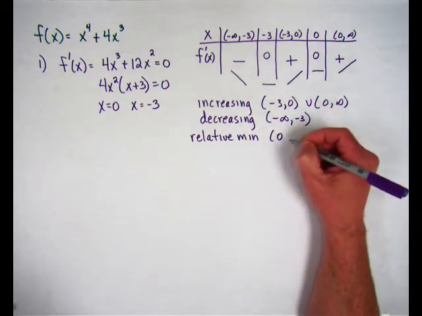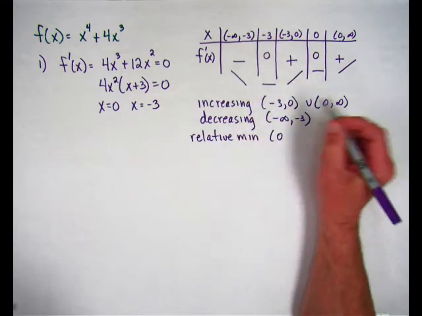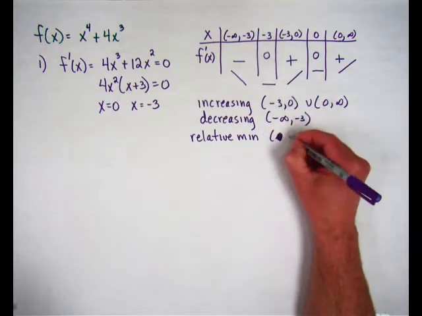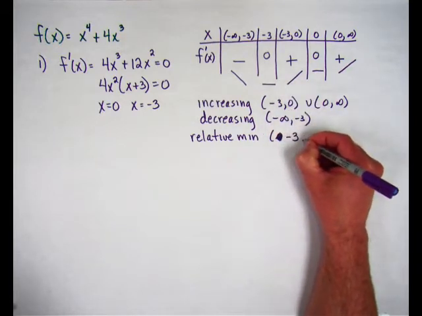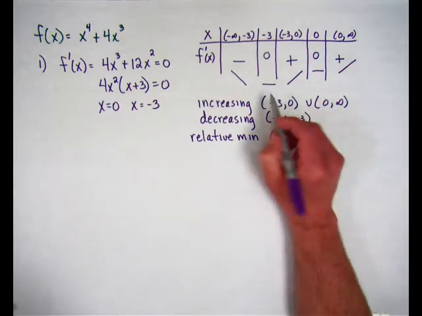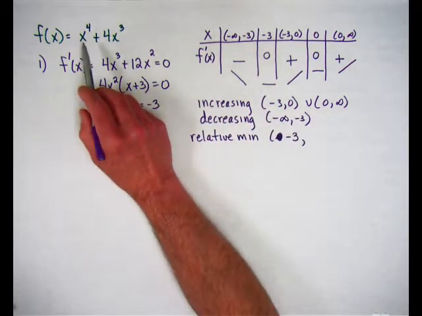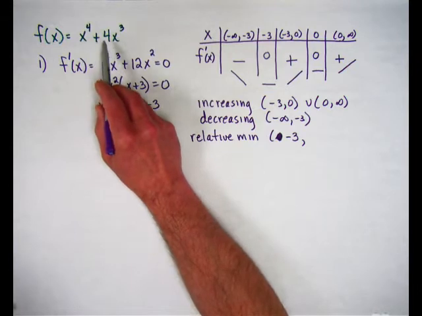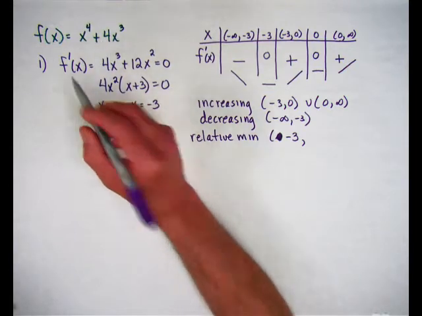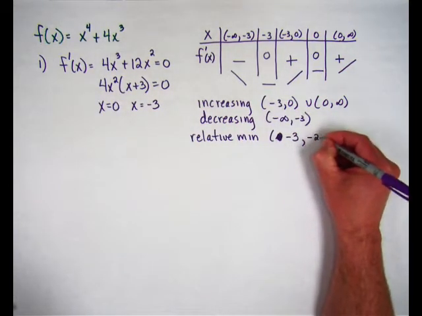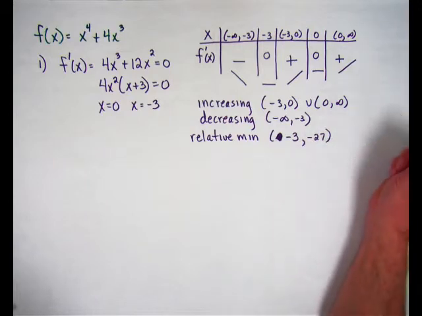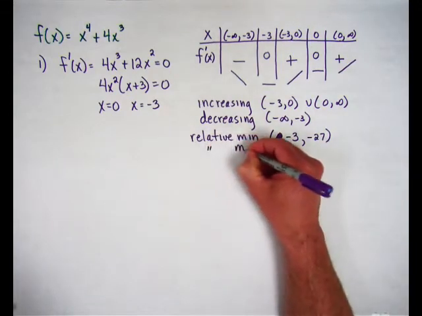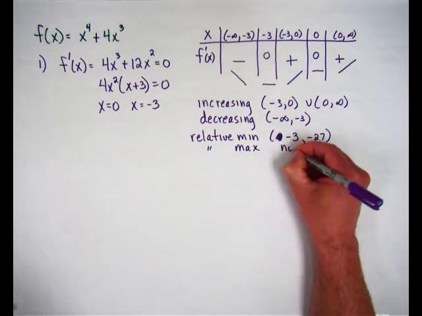Now you need the y value, so you plug, and I'm sorry, that's not 0. My mistake. That's negative 3. So there's a relative min at negative 3. So you take negative 3 and you plug it into the original function. So negative 3 to the 4th plus 4 times negative 3 cubed, and that turns out to be negative 27. So at that point, our curve has a relative min, and relative max, there are none.